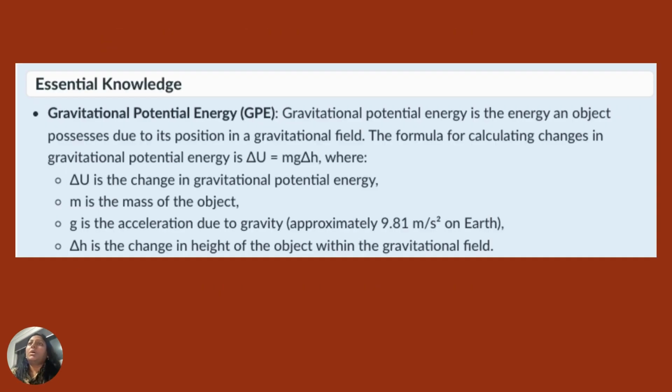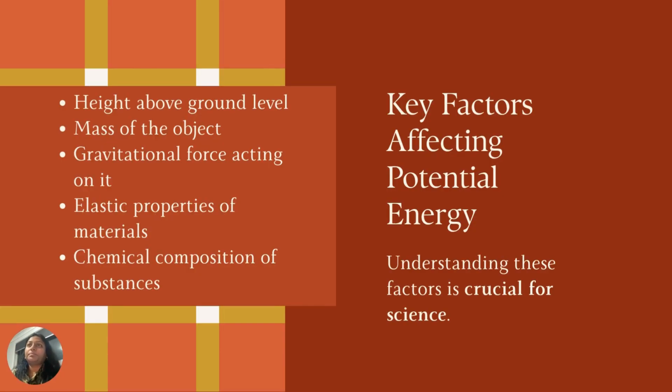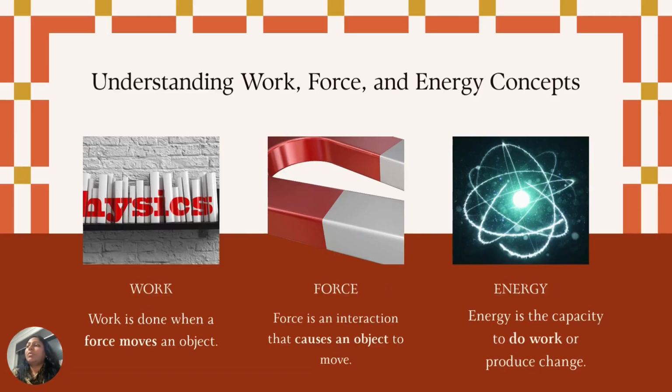In the equation, m is the mass of the object, g is the acceleration due to gravity, and we treat this as 9.81 meters per second squared on the earth, and delta h is the change in height of the object within the gravitational field. All right, so there's the definition of work, force, and energy. Energy is the capacity to do work or produce change.